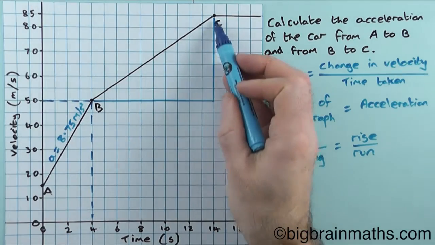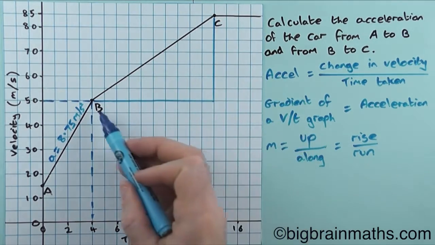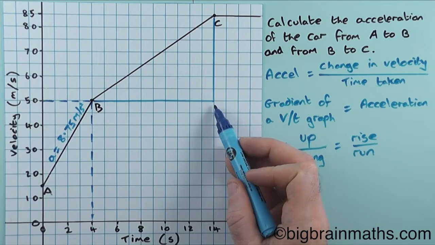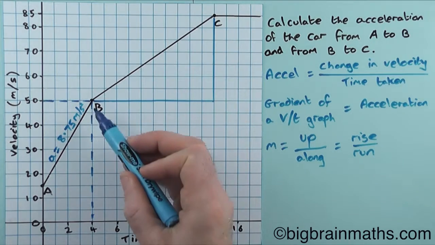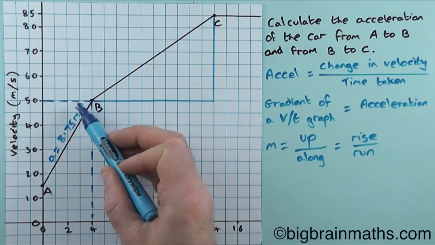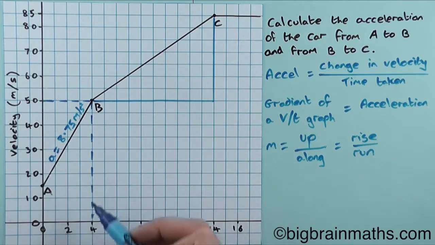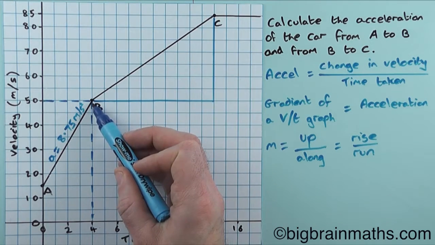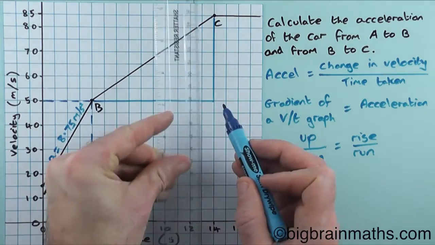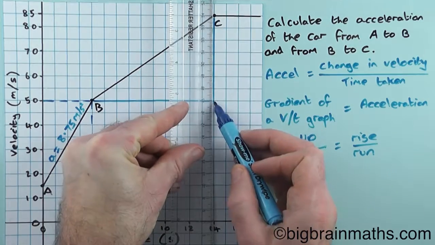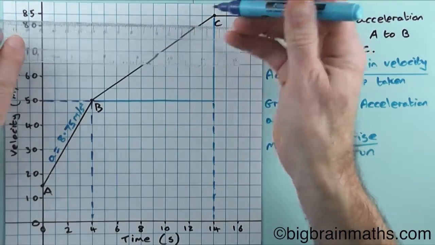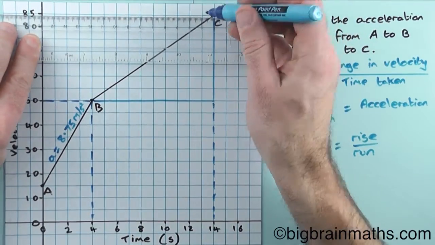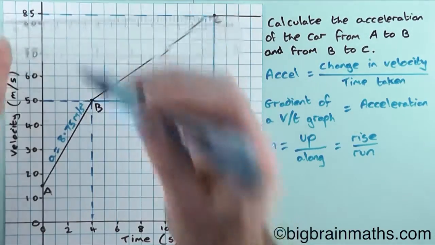Now we need to work out the up distance of the triangle and the along distance of the triangle. And to do this, we're going to have to read off some more values from the graph. Now we already know where this point starts from. It starts from 50 on the y-axis and 4 on the x-axis. So I take my ruler and I draw a vertical line down from point C until I get to the x-axis, and horizontally across from point C until I get to the y-axis.